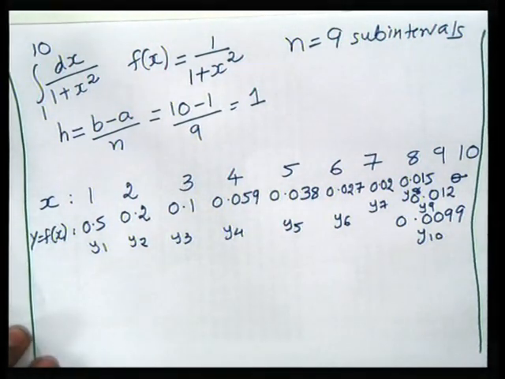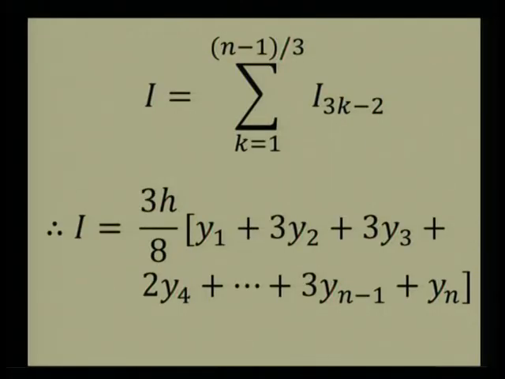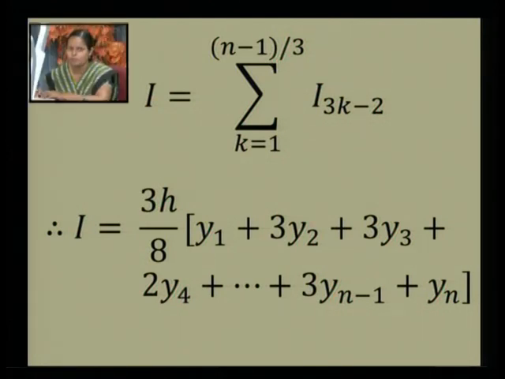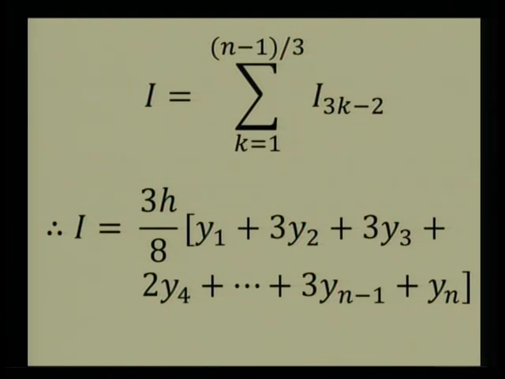Now have a look at the slide for the formula of Simpson's 3/8 rule. You can see I is equal to 3h upon 8 times y1 plus 3y2 plus 3y3 plus 2y4 plus and so on, plus 3yn minus 1 plus yn. Now how to remember this formula? In the trapezoidal rule, we had h upon 2. In Simpson's 1/3, we had h upon 3. In Simpson's 3/8, we will be taking 3h upon 8.